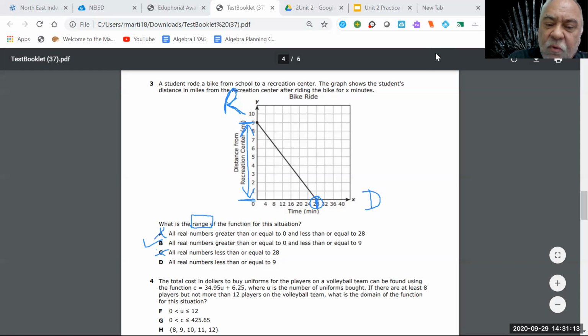All real numbers less than or equal to 9. Now, be careful. This is a trick. Less than or equal to 9. So you think, well, what's the difference between B and D? Well, D is negative 152 less than 9. Yes, it is. It says all real numbers less than or equal to. But is negative 152 even on this chart? No. 0 is the lowest number. So watch out for tricks like this. It gets students all the time.